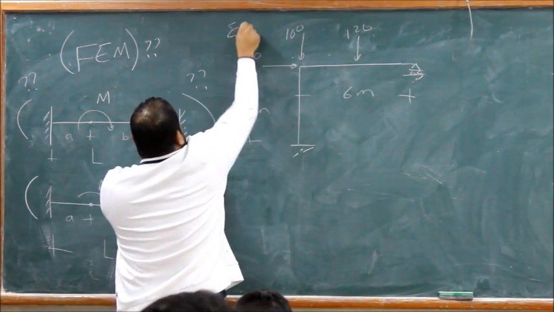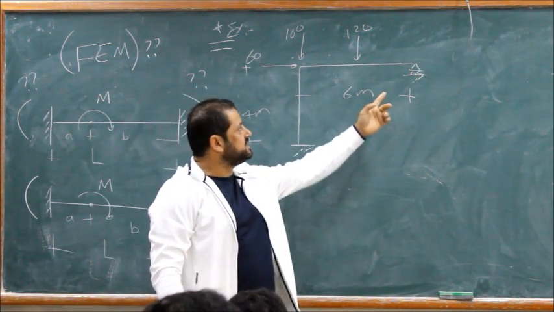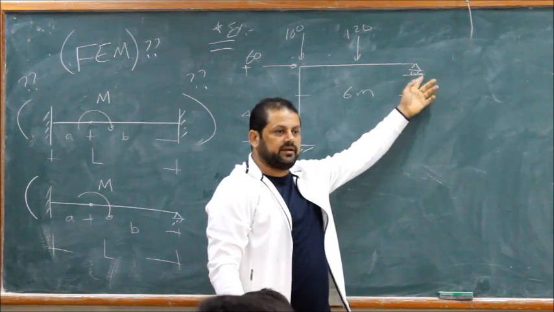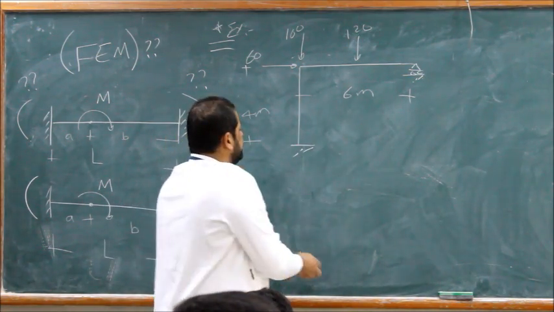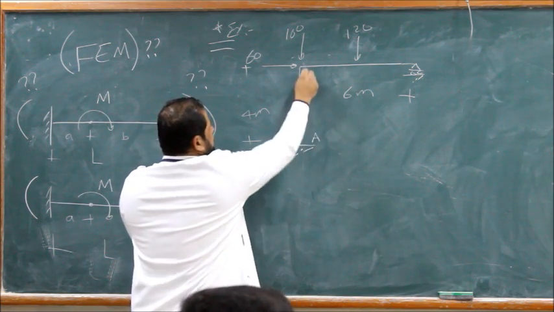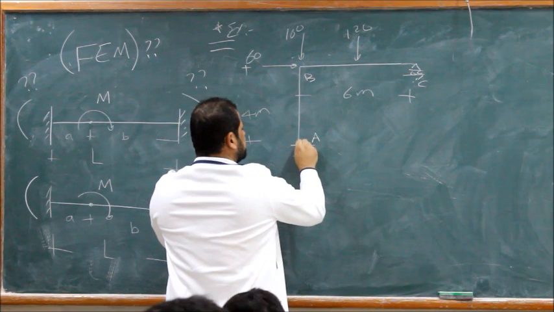Example. New example. This is the same as the previous example, except this support now is roller. It means the frame is sway. Sway frame. A, B, C. So the deformed shape will look like this.